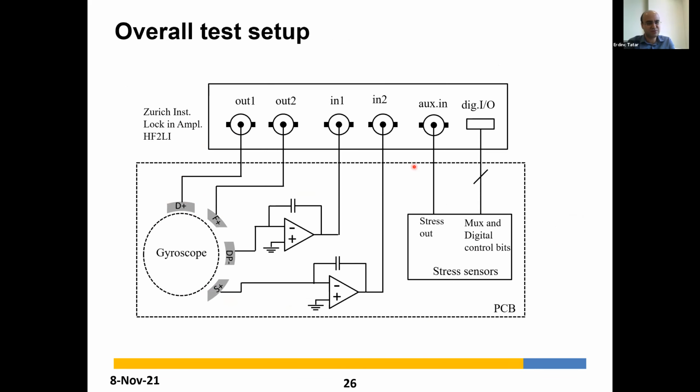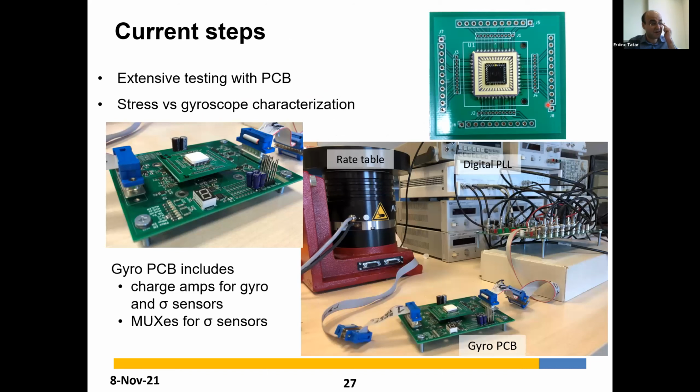And our overall setup: we are using a digital lock-in amplifier to control the gyro. Unfortunately, the lock-in amplifier is totally occupied by the gyro, and this costs around 25,000 euros, so we can't buy 16 of these. The stress sensor outputs, after being demodulated, their DC value is selected and goes into this device, and the digital select bits to read which stress sensor we are looking at is changed continuously. Since stress is a slowly varying parameter, it is okay. We can use this multiplex scheme.